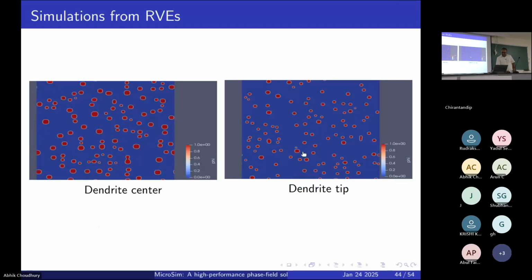All right. So we have again the precipitate simulations where the dendrite center and dendrite tip are used. You will see that the dendrite tip will have a different composition segregation than the center, so there should be a difference in the precipitate density and sizes between the tip and the center, and that has to be visible.